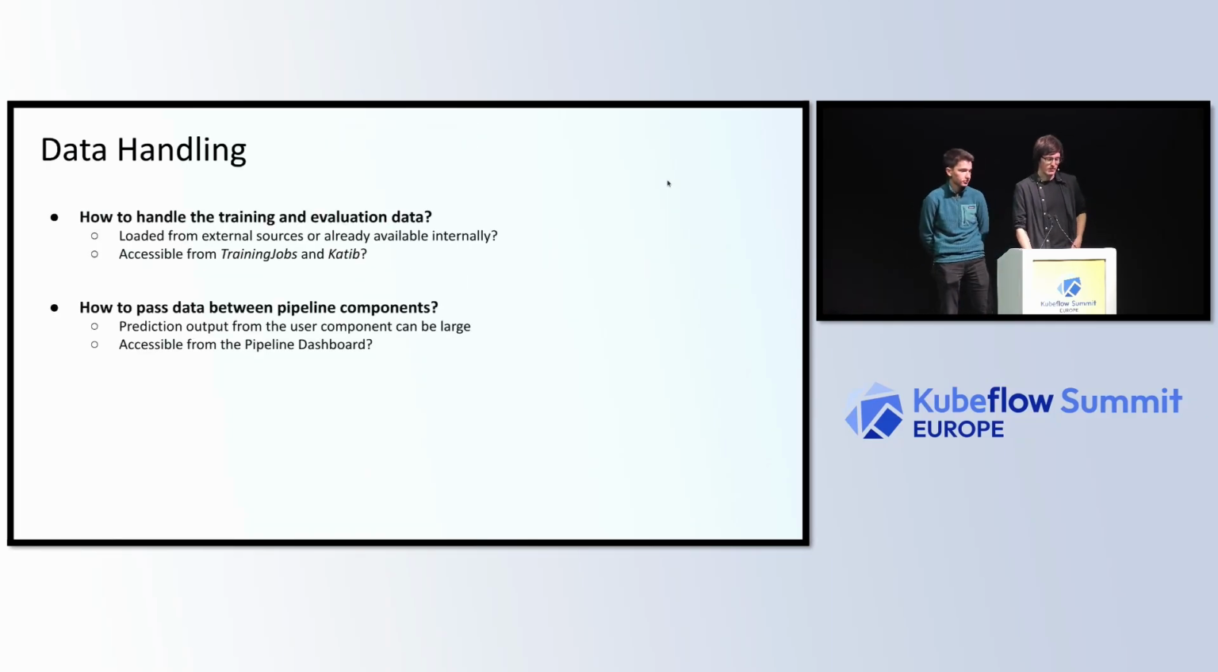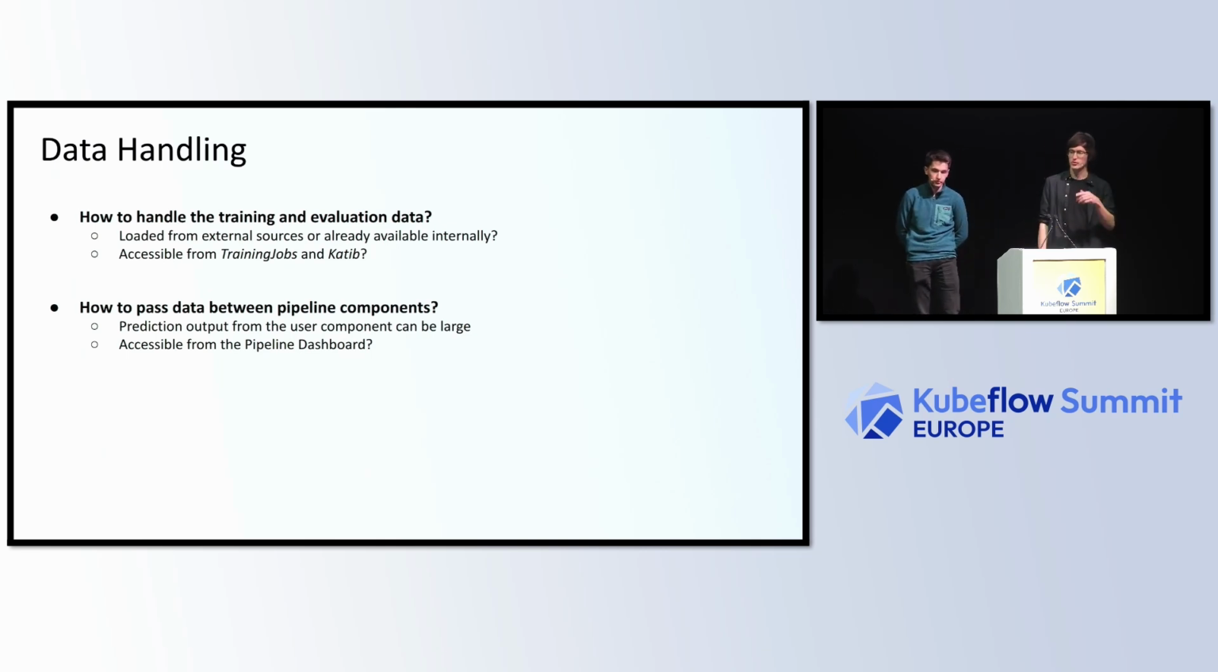Okay, how would we handle data? There are a few questions that we have to ask ourselves. How do we want to handle the training and the evaluation data? Are they loaded from external sources or are they already available internally? Do they need to be accessible from training jobs and from KServe jobs? And also, how do we want to pass data between all these pipeline components, between the steps?